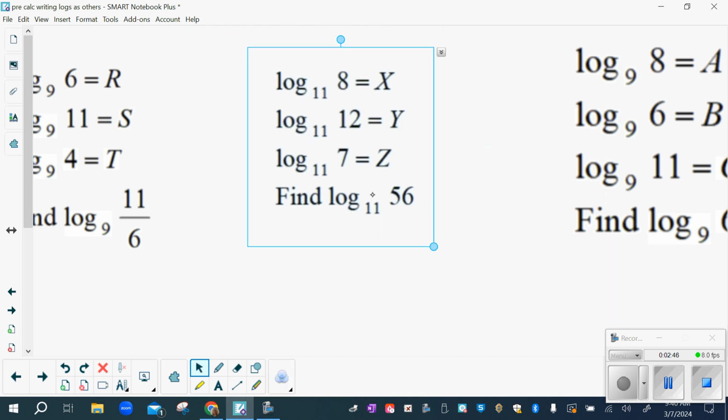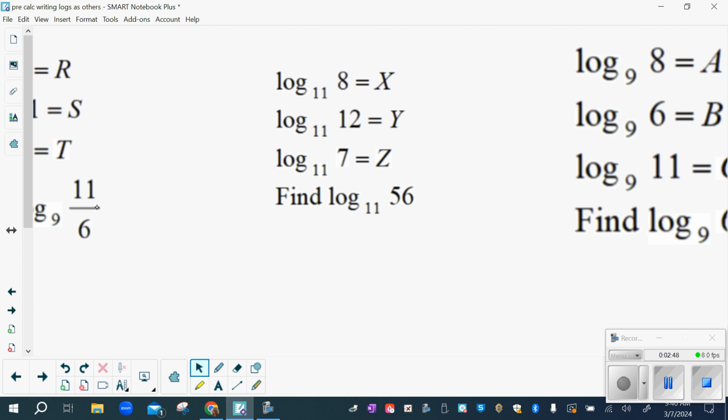We are rewriting 56 using the hints we have. Obviously, 7 and 8 are a good choice, and 12 not so much. Do I have to use 12? I don't. They give you extras. You don't want to make it that easy. So I am going to rewrite this as log 11, and that's 7 times 8, right? That's my first step. I'm rewriting it using 7 and 8.